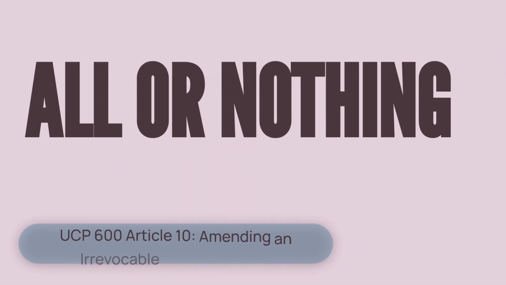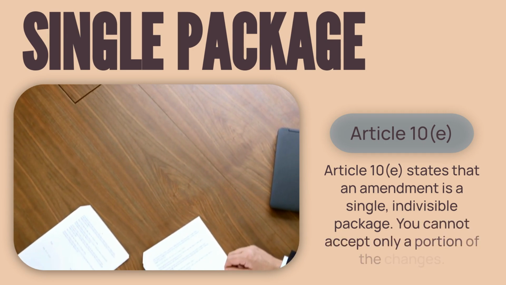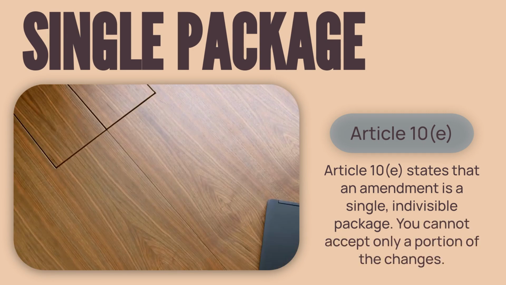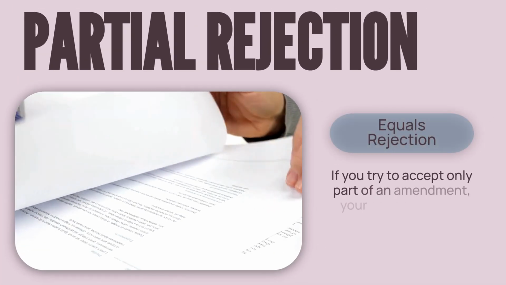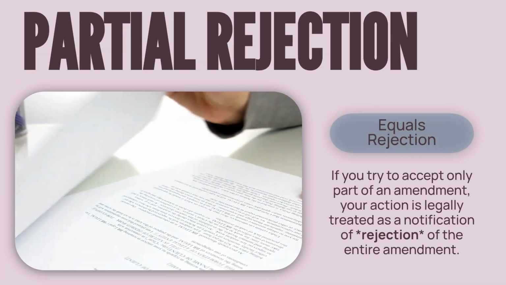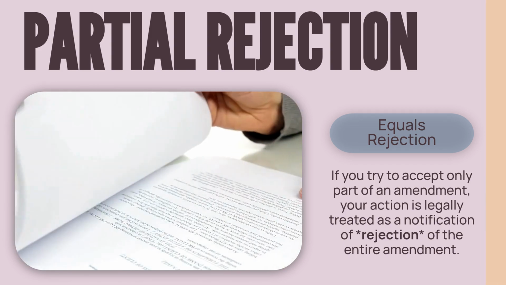Can you cherry-pick the best parts of an amendment? The answer under UCP 600 is a clear no. Article 10E makes it very clear that an amendment is a single package. You cannot attempt to accept only a portion of the changes. If you attempt to accept only a portion of the changes, the law treats your action as a notification of rejection of the entire amendment.